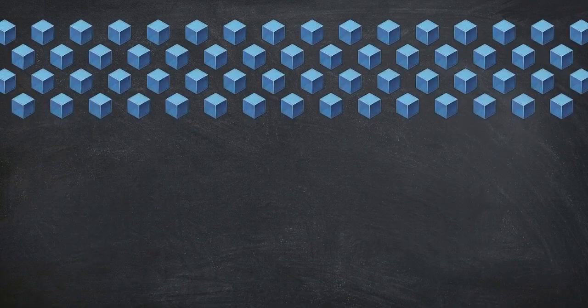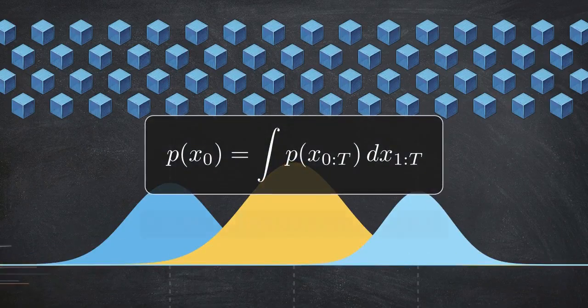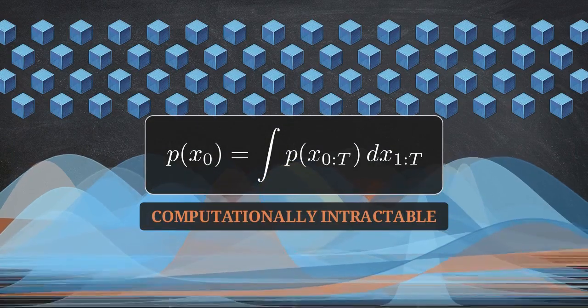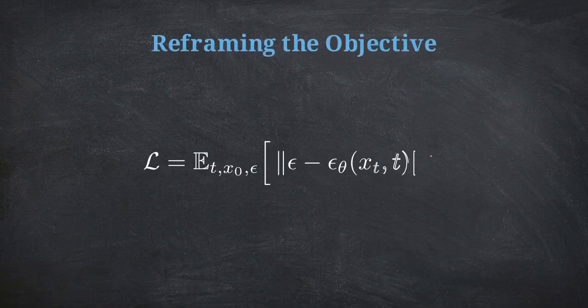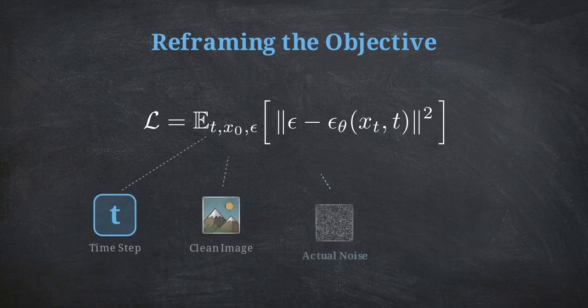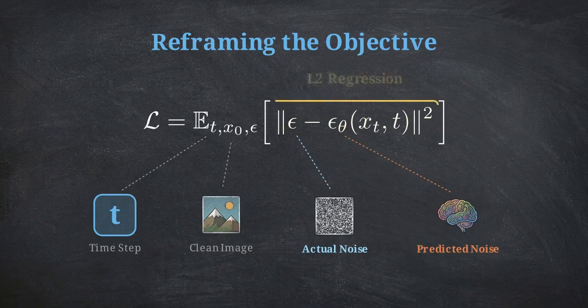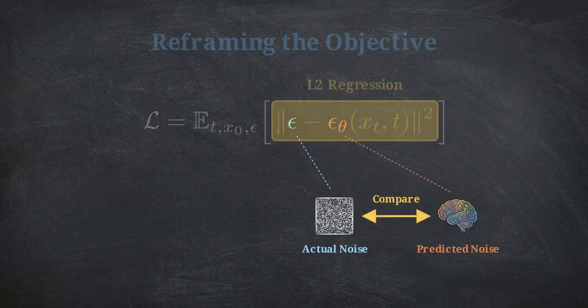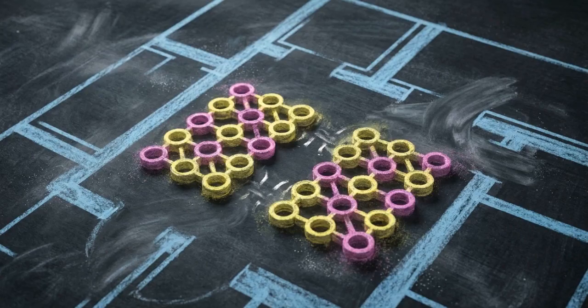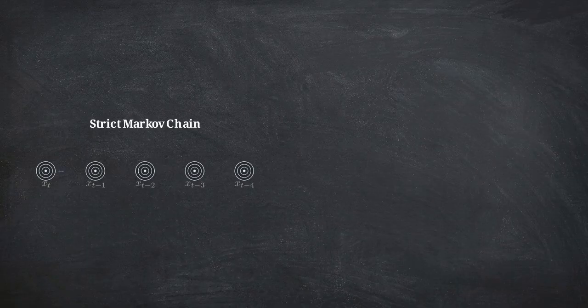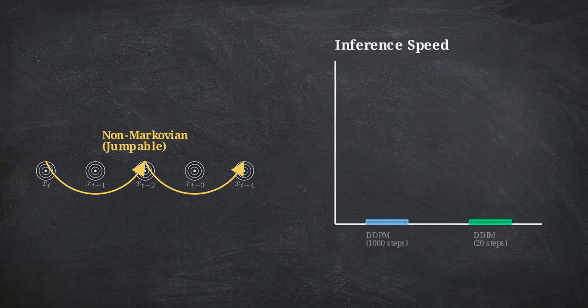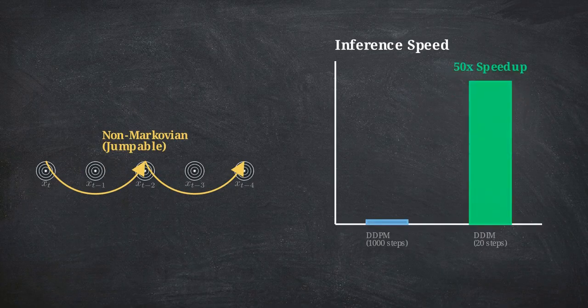Managing trajectories of millions of pixels across hundreds of probability distributions presents a significant computational hurdle. The Denoising Diffusion Probabilistic Models framework handles this by reframing the problem as a simple L2 regression, where the model optimizes against the noise rather than the pixel values. Building on that foundation, a subsequent technique called Denoising Diffusion Implicit Models, or DDIM, utilizes a deterministic mathematical adjustment that breaks the strict Markovian requirement, accelerating inference by up to a factor of 50.